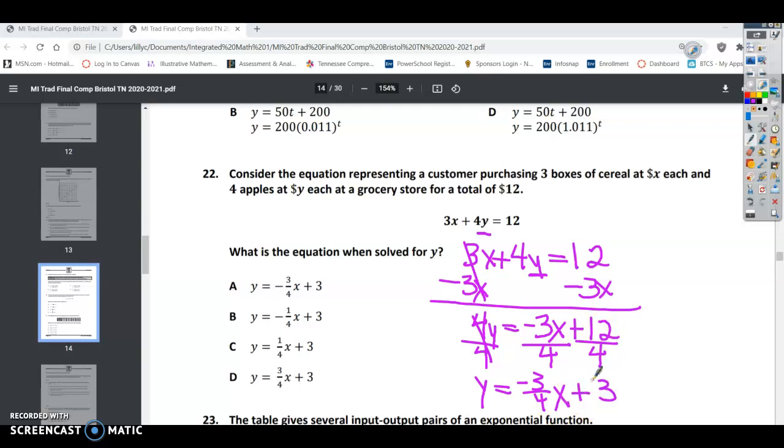So if we come over here, negative 3/4 x plus 3, looks like the first one, that's negative 1/4, that's got the wrong slope, and that's a positive 3/4. So A is the correct answer. So for number 22, your answer is A.